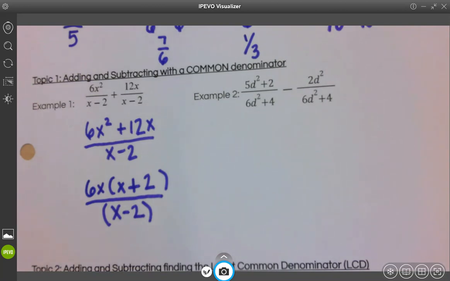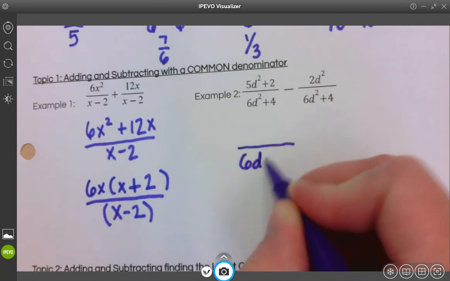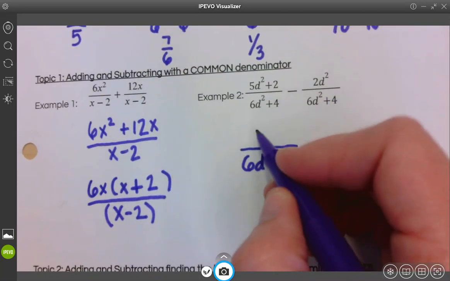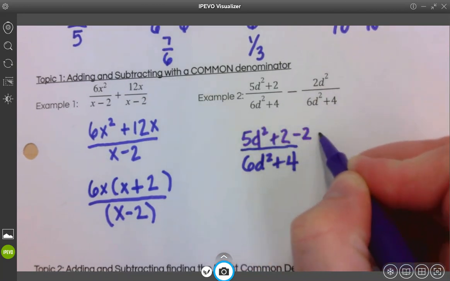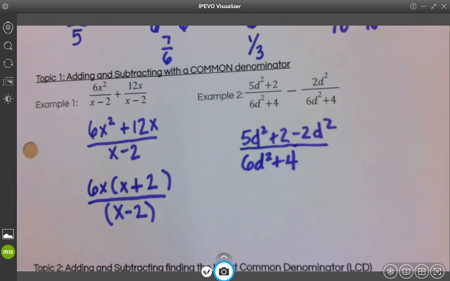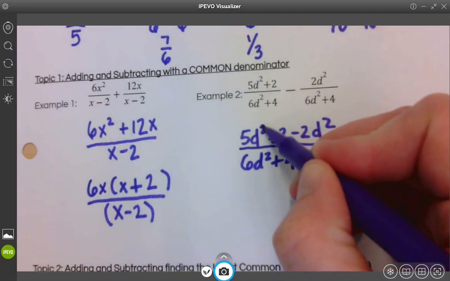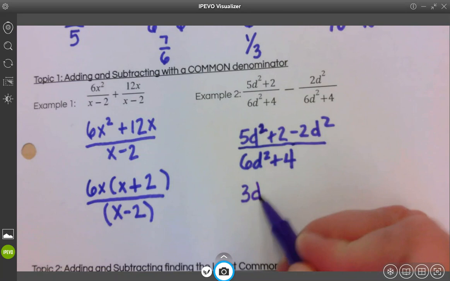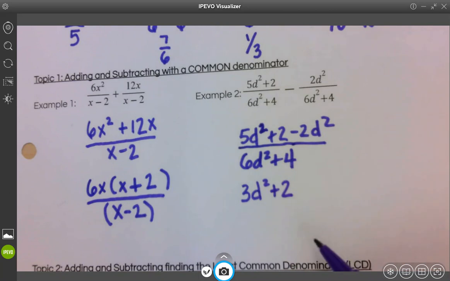All right. Let's see how you guys did. I have a common denominator, so I'm just going to bring that down. 6d squared plus 4. And then I'm going to subtract this. So I have 5d squared plus 2 minus 2d squared. And then do I have any like terms I can combine? So in the numerator, I have these both that have d squared, right? I don't know why that looked like a 3, but so I can subtract those 2 and I get 3d squared plus 2, right? You see that? I just subtracted the 5d squared and the 2d squared.